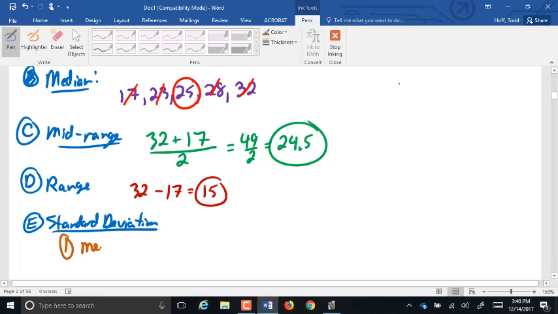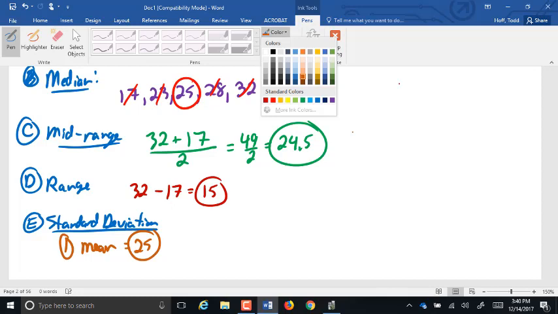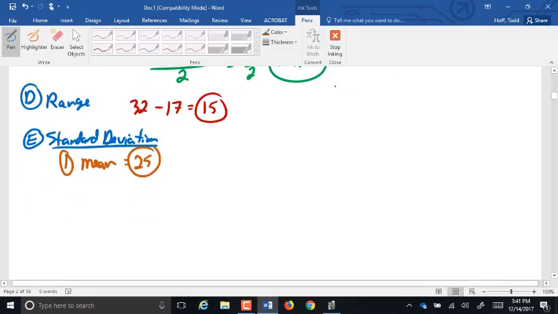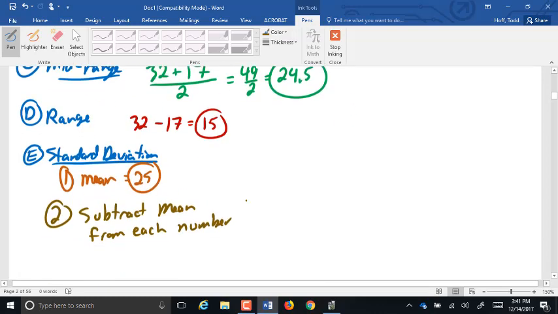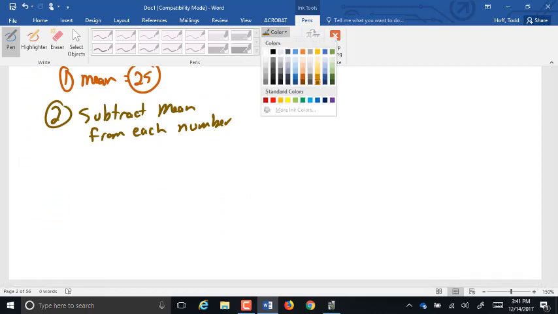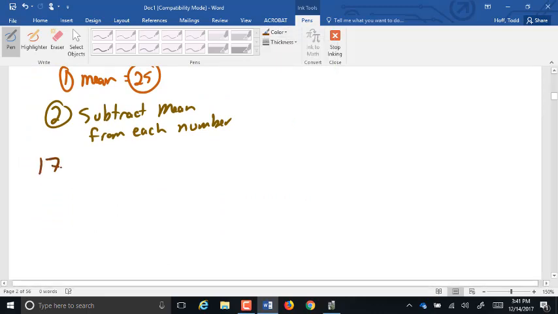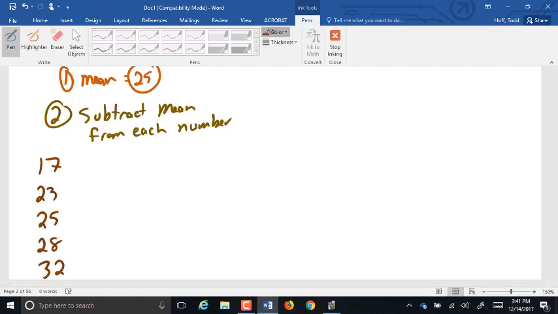Step 1 is to find the mean. We've already done that. It's 25. Step 2 is to subtract the mean from each number. So we need to write our list down. We've got 17, 23, 25, 28, 32. And from each number, we'll subtract the mean of 25.